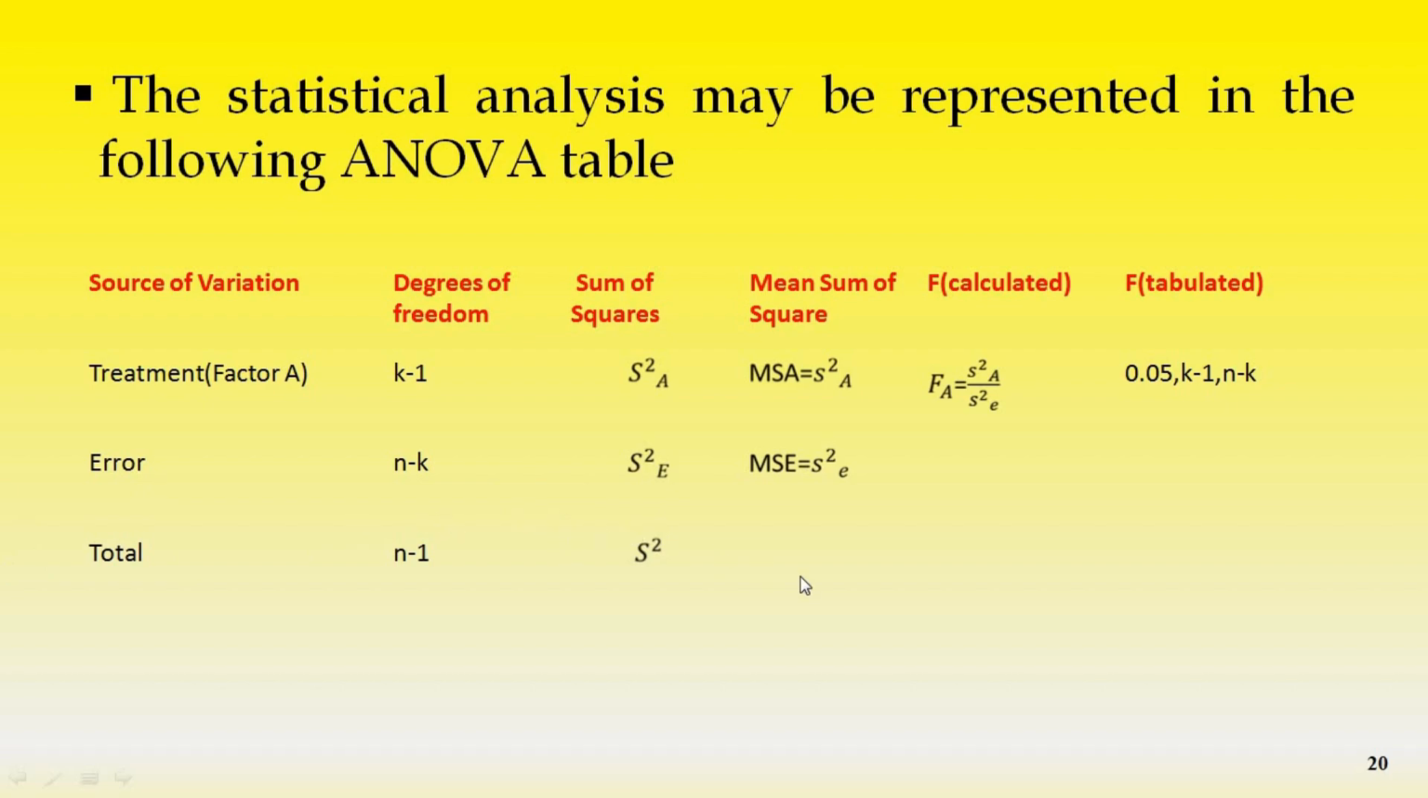If the calculated value of F_A is less than the tabulated value of F for k minus 1 and n minus k degrees of freedom at a certain level of significance, generally 5%, then we accept our null hypothesis at that level of significance. And we may conclude that there is no significant difference between different levels of factor A, or otherwise we reject our null hypothesis. This is all about one-way analysis of variance.